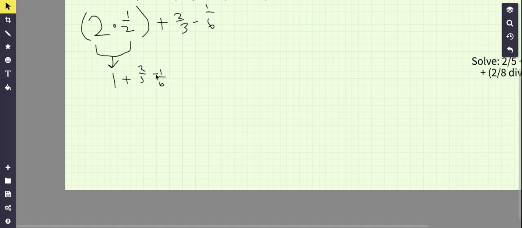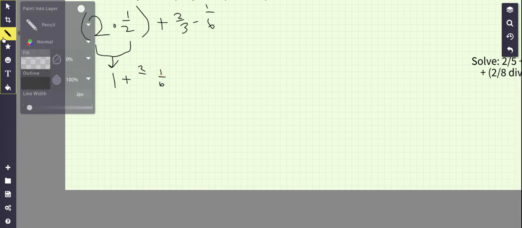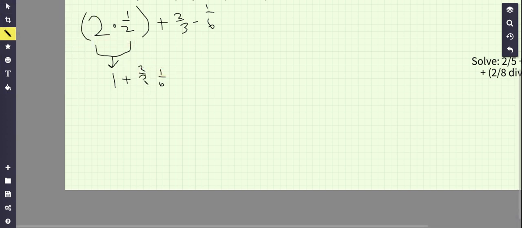1 plus 2/3 minus 1/6. And order of operations doesn't really matter when you have the same two operations, like in this case addition and subtraction.